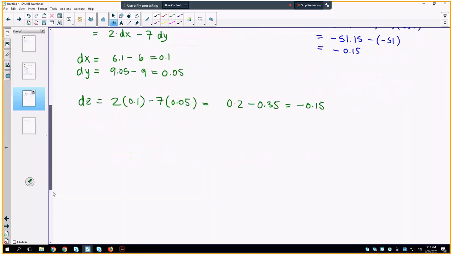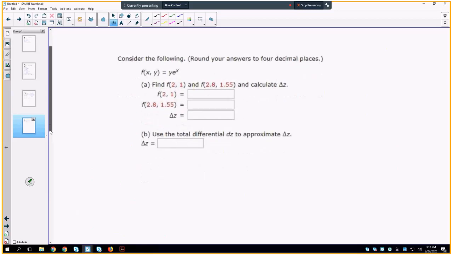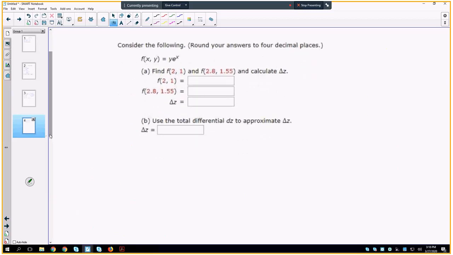Let's look at one more example of this type. Here we have that f of x and y is equal to y e to the x. So first we're asked to find f of 2 and 1. F of 2 comma 1 is 1 times e squared. So e squared.